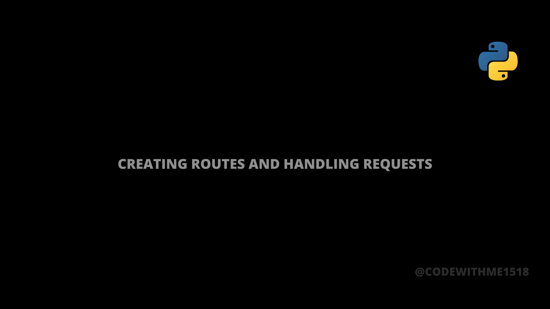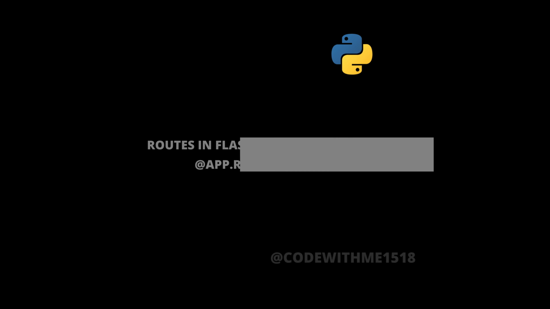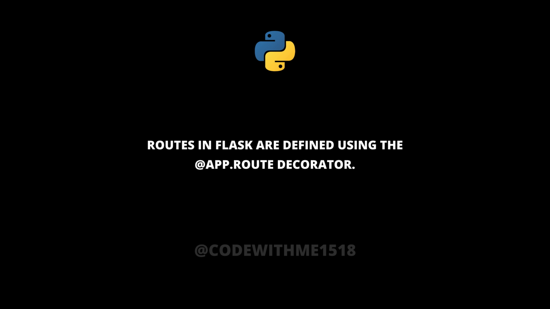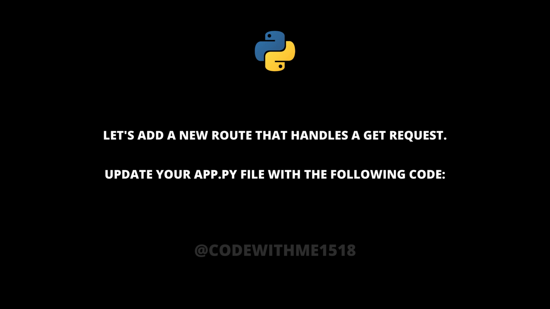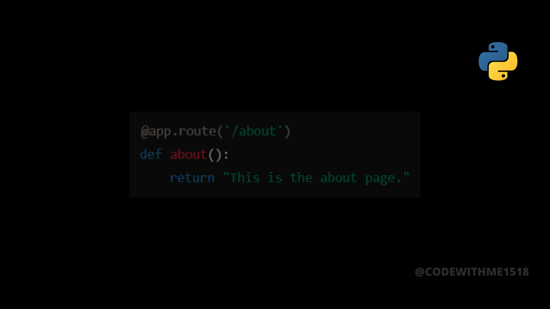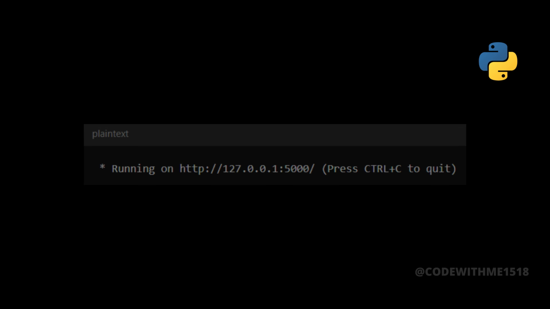Next, let's create more routes and handle different types of requests. Routes in Flask are defined using the @app.route decorator. Let's add a new route that handles a GET request. Update your app.py file with the following code. Restart your Flask application and go to http://127.0.0.1:5000/about. You should see "This is the About page."